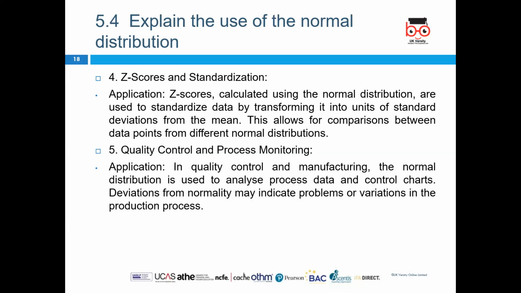Then we have quality control and process monitoring. The application is in quality control of manufacturing, where the normal distribution is used to analyze process data and control charts. There are different types of control charts. It could be P chart, it could be C control chart. That also you can study if you want to get in-depth knowledge with respect to quality control and process monitoring. And then deviations from normality may indicate problems or variations in the production process. So this is how normal distribution is used in quality control and process monitoring.